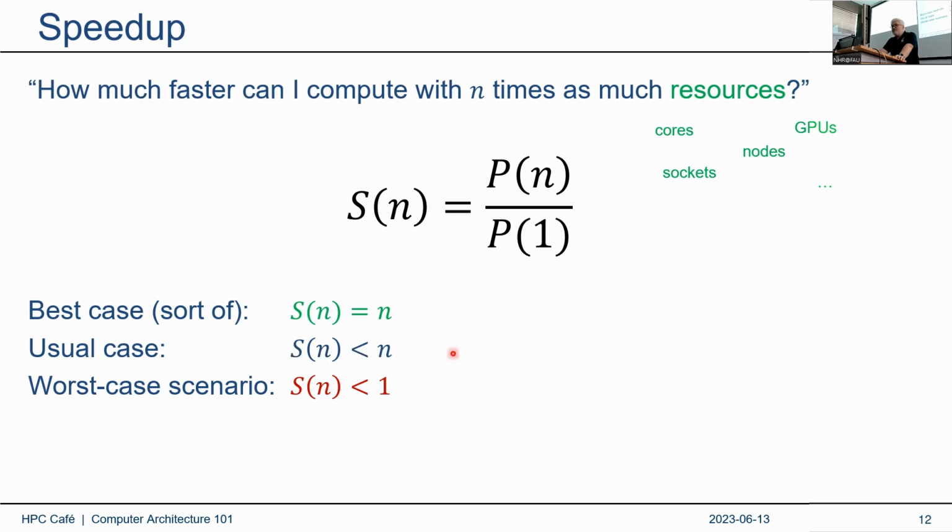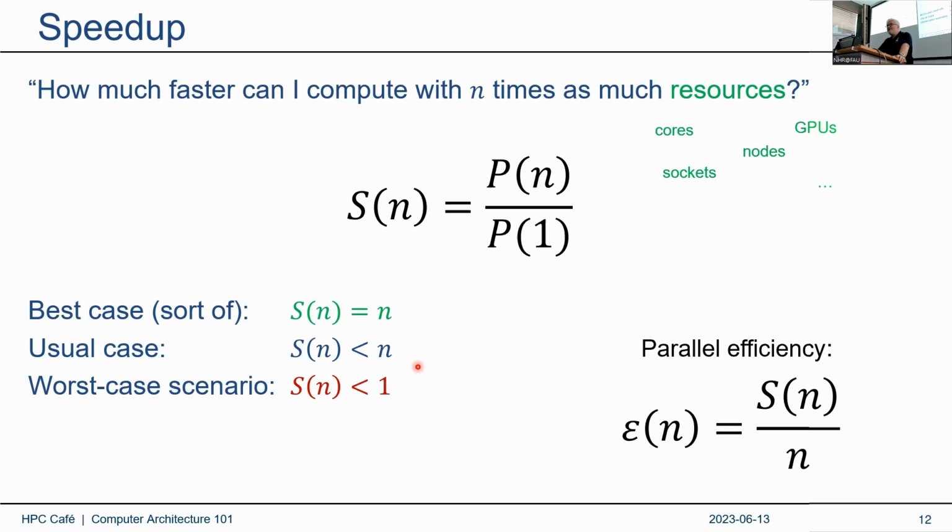The usual case is, well, S of n is somewhat smaller than n, but how much is tolerable? And I'll come to that later. Of course, there are also worst case scenarios where S of n could be smaller than 1. This means you put in more and more resources, and your program gets slower and slower. It's not very common, but it happens. And that's really bad because that's a total waste of resources. If you compute with 100 GPUs where 1 would do and be faster.